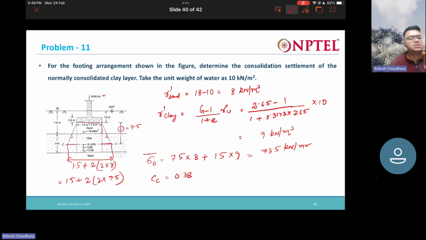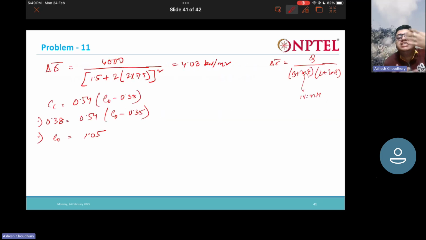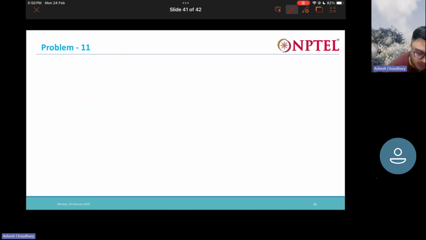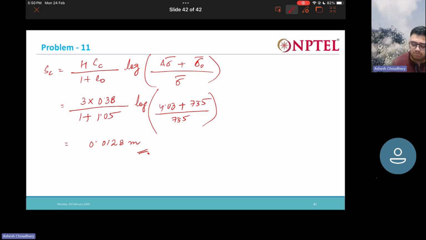So how did we do this? First we find out the unit weights, then we find out the initial effective stress. I have the Cc with me. Then I find out the increase in effective stress due to the loading that is there. After that, I find out the e naught value, the initial void ratio, from this empirical relation with Cc. And then finally, I apply this in my settlement equation, H Cc by (1 plus e naught) log. And I get my settlement.